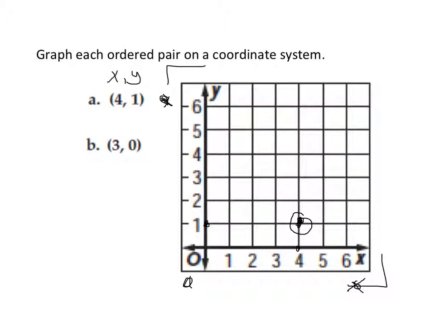To label this, I will use the label A. So this is A. Let's try B. B states that x is 3, right about here, but my y is 0, so I don't even go up. I stay on the x-axis right here. I don't go anywhere. We'll label that B.